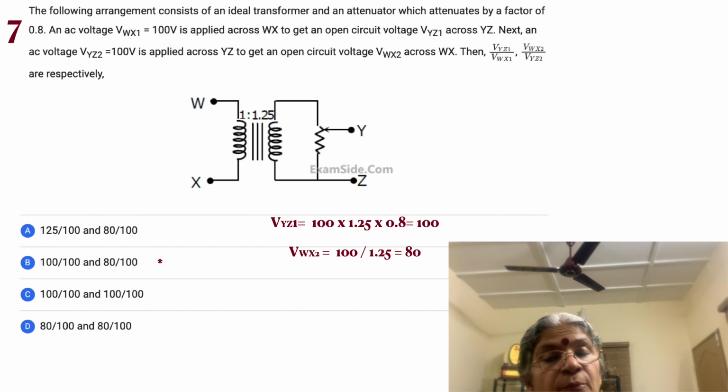So what is going to be the ratio? 100 is applied, and 80 is obtained. Since we are putting Vwx2, Vwx2 is only 80 divided by Vyz2. We are applying 100, so 80 by 100. So option B is correct. I hope this is clear. This is just an attenuator progressing in the forward direction. It has no role in the reverse direction, but the transformation ratio applies.